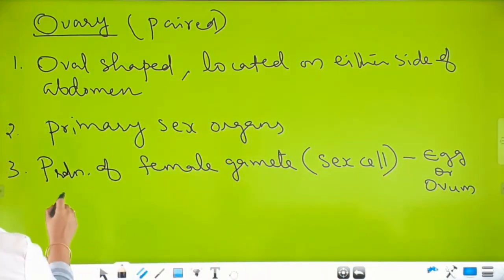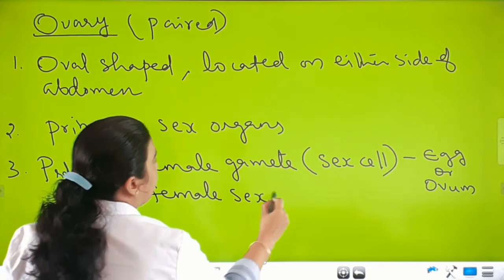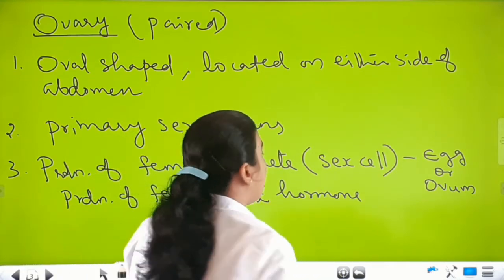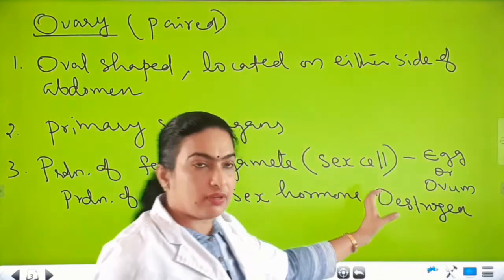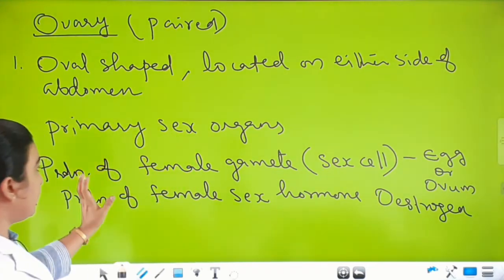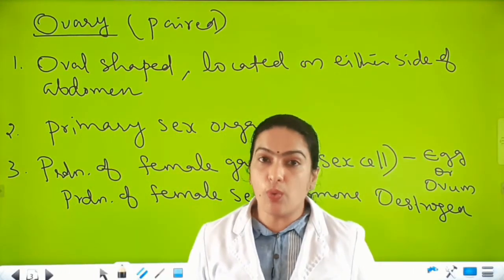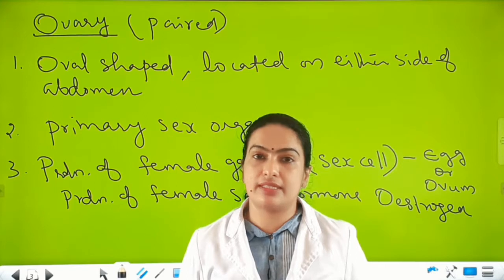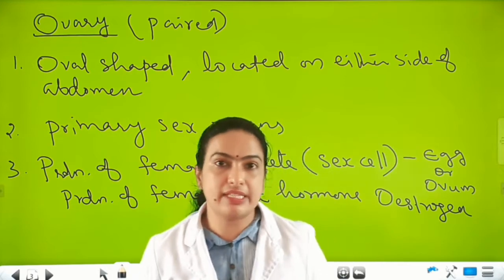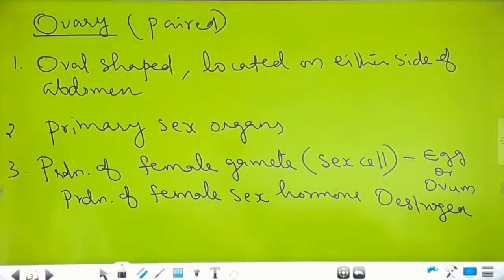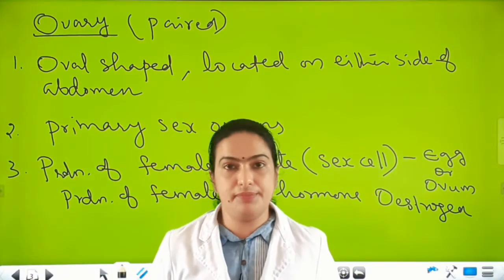And they are also responsible for the production of the female sex hormone. Which is the female sex hormone? Estrogen. Progesterone is also secreted by the ovaries. So the ovaries are responsible for the production of female gametes such as the ovum and female sex hormones such as estrogen. So they are known as the primary sex organs in the female body. And as I told you, the ovaries are located on either side of the abdomen.